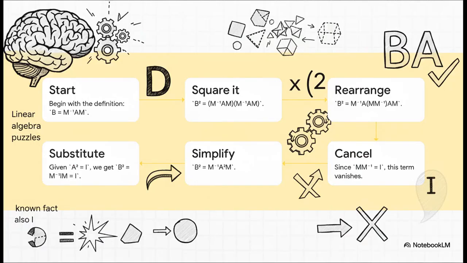So let's walk through the proof. It's actually really elegant. We start with our master key, B equals M inverse AM. Then we square both sides. Now look at what happens when we write it out. We can regroup the terms in the middle and you see this beautiful thing happen.